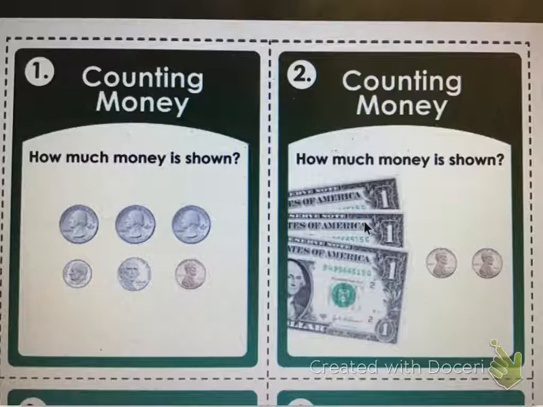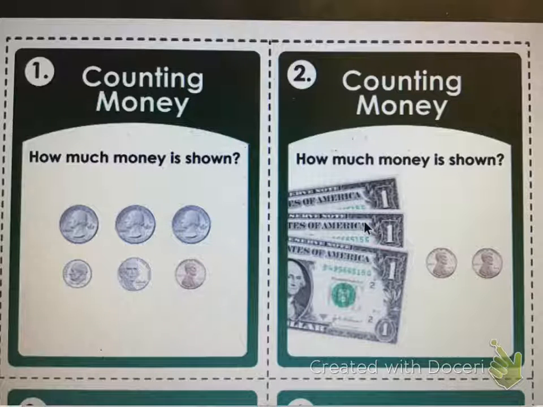So we're going to start with, these are some task cards that we have, and we're going to start with number one. What I would recommend as you work through this is to maybe pause my video, try to count the coins yourself, and then play the video again and see if you're correct. Okay, let's look at number one. It says how much money is shown.